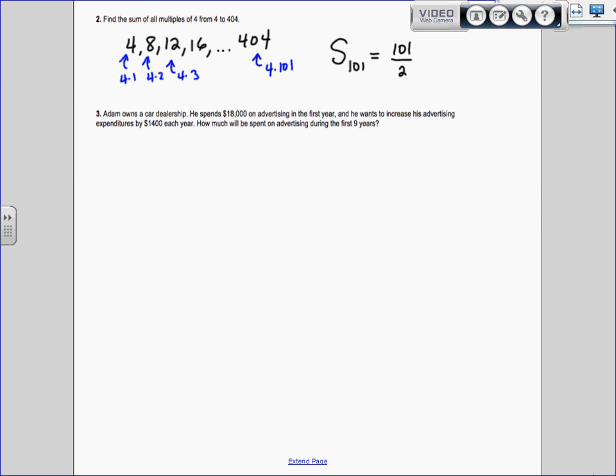Okay, so I have 101 divided by 2, and I have my first term plus my last term. In this case, I was given the last term. So I have 101 over 2 times 408. You could reduce the 408 and the 2 if you want to. So 408 divided by 2 is 204. So when you do 101 times 204, what do you get? I'm going to do it for me.